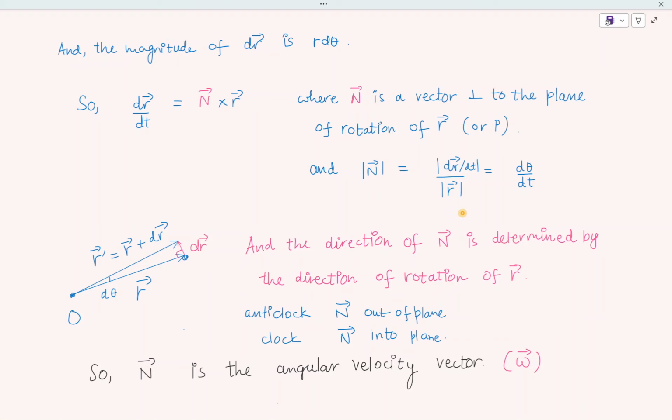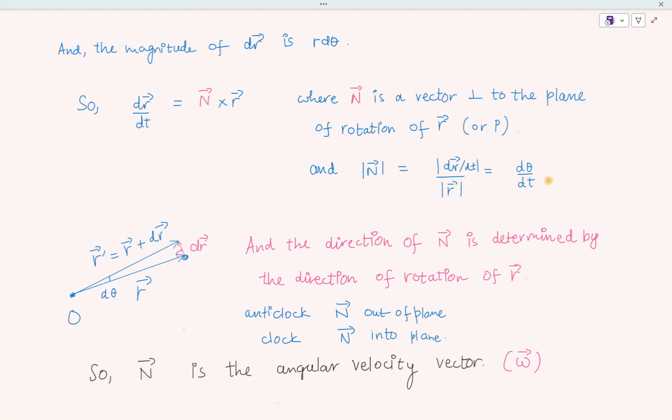So यही facts हैं ओमेगा के बारे में. Again, its magnitude should be d theta by dt, the rate at which the angle subtended at the center grows, the rate at which the position vector is rotating, d theta by dt, the rate of rotation.